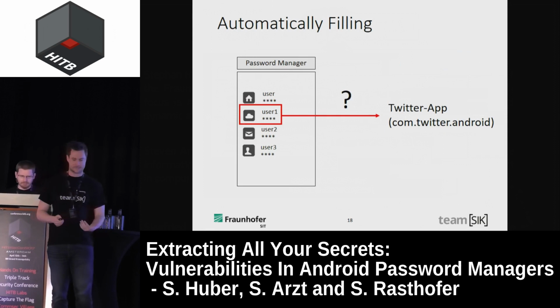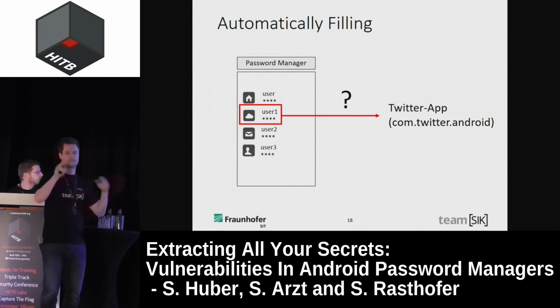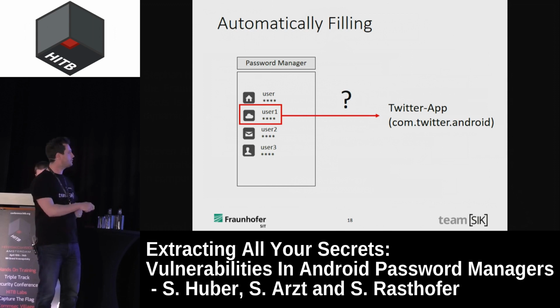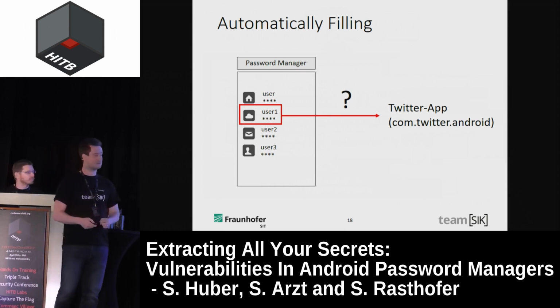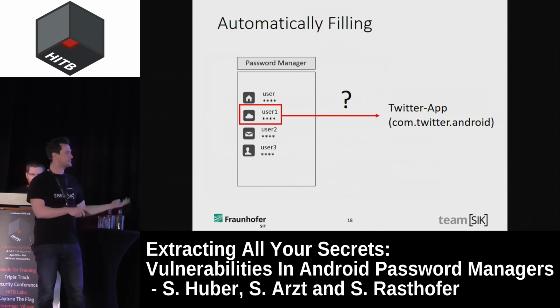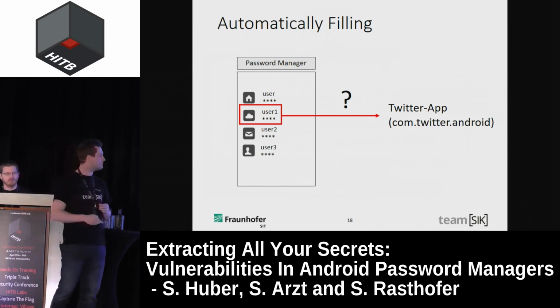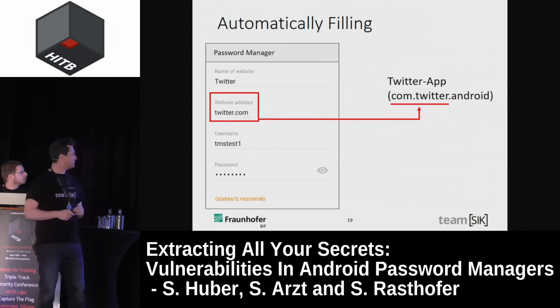But the big question is now, so we now know that it's possible to identify fields in another application, but how do you know automatically that these credentials, for instance, should be passed into the Twitter application? So Twitter, for instance, has com.twitter.android as a package name, a unique identification of the app. So how do you do this?